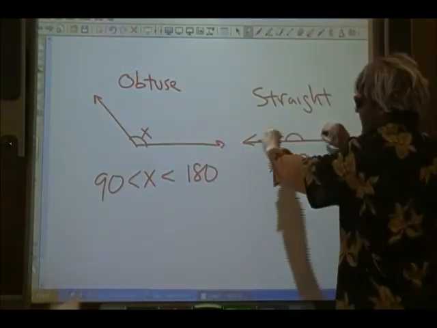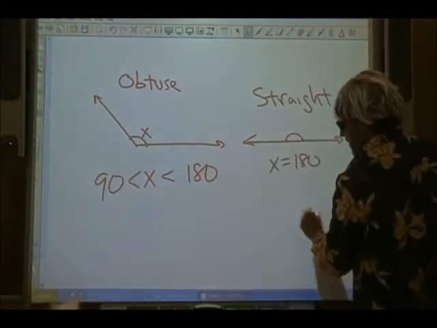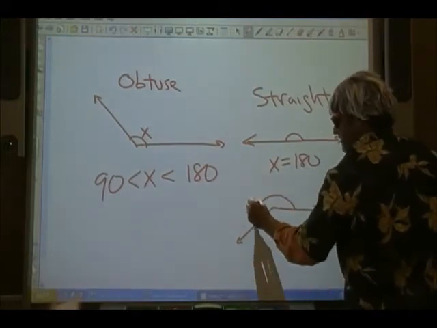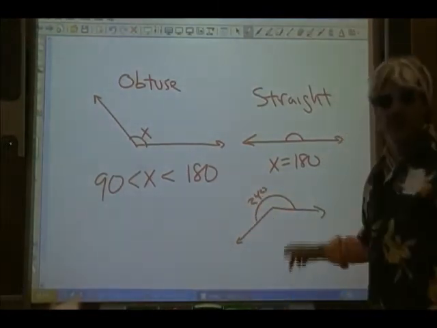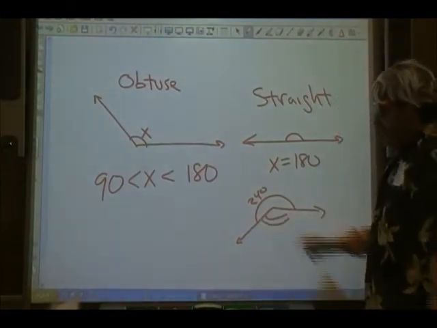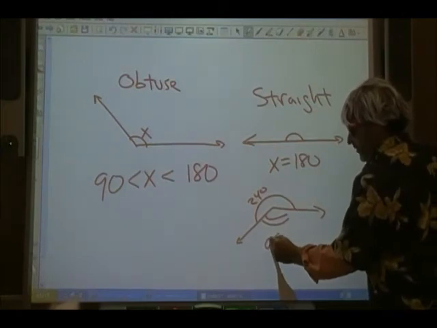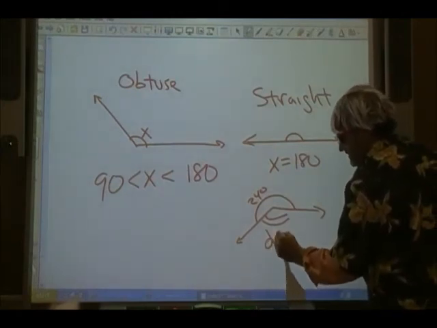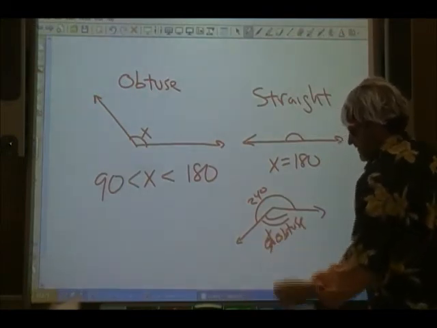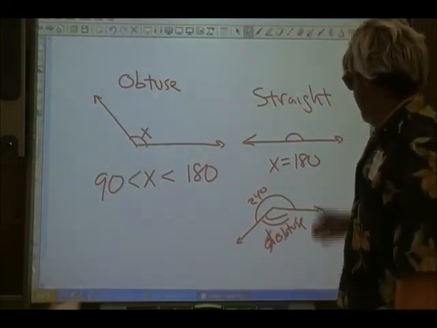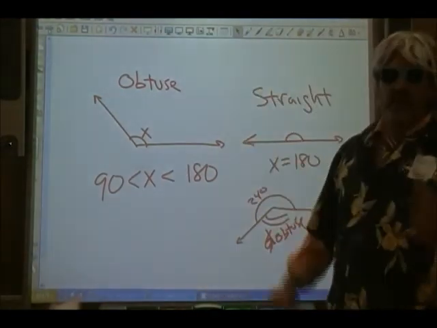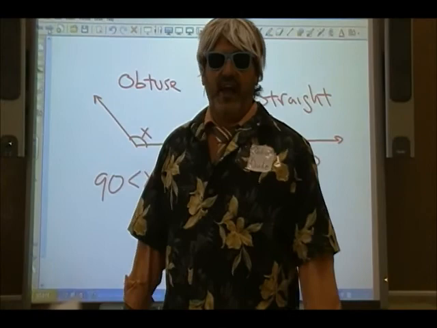Once you go bigger than 180, once you go to like 270, or let's make this 240, once you get bigger, well, we measure the angle inside here. So it's the same thing. Anyway, there are only 4 types of angles.